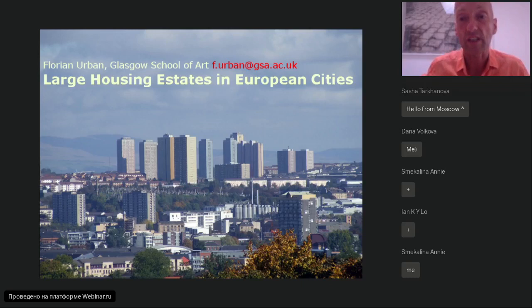This has been quite an interesting experience. I don't know if you know, but Scotland was called the most socialist country outside of the Eastern Bloc in the 1970s and 1980s, with the sheer amount of mass housing that was built there. This picture is of Glasgow, and a number of these housing blocks don't exist anymore. But mass housing has been a huge topic there. I'm going to try to get my slides running.